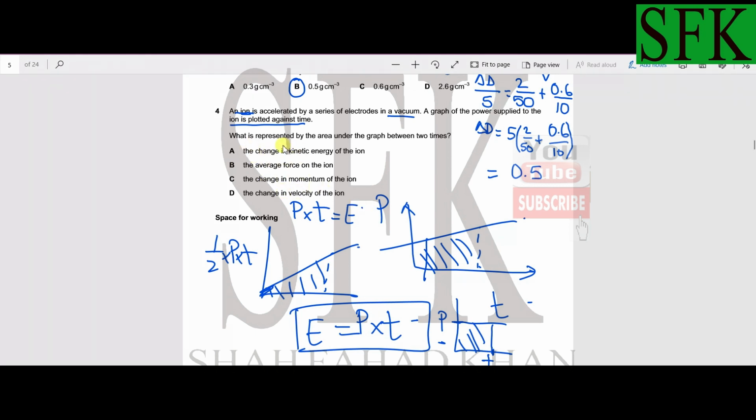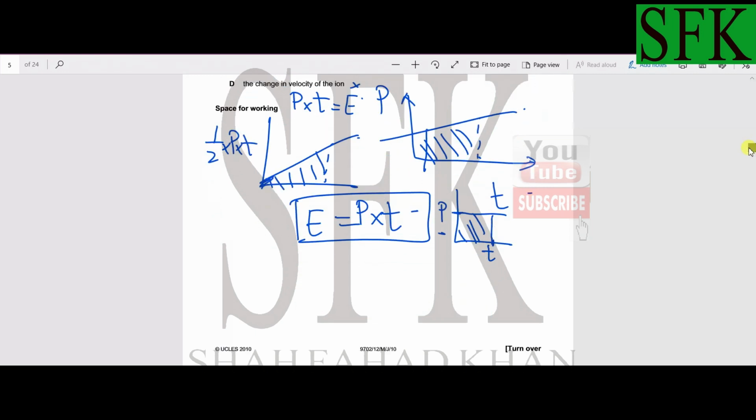Now let's see which option has energy. The change in kinetic energy of the ion, yes, this is energy, this can be a possible answer. Average force, no. Change in momentum, no. Change in velocity, no. So only answer option A is correct, because this matches the SI units of energy. Let's move on to the next MCQ.